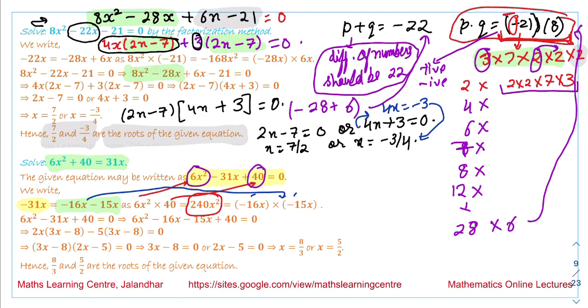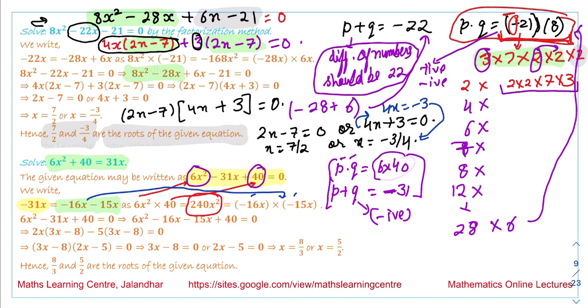We are saying the product of two numbers, p into q, that is 6 into 40, and p plus q should be equal to minus 31. It means both these numbers, p and q, are negative. Only then this is possible. If both p and q are negative, then their product will be positive. If both p and q are negative, their sum will be negative.